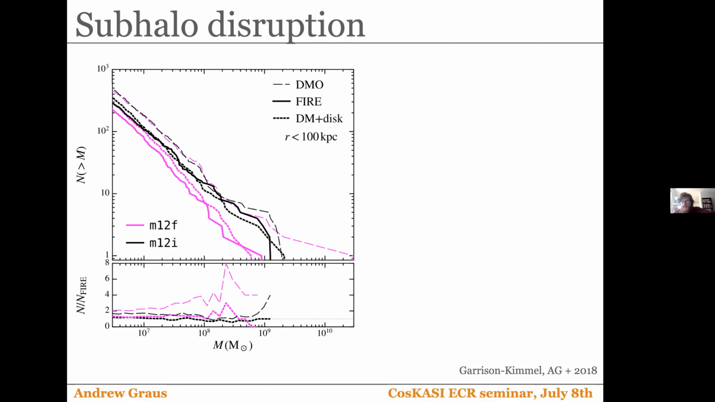To test what's actually causing this additional disruption, Shea put in a galaxy potential by hand. He took the dark matter only simulation and just put a Miyamoto-Nagai potential in the center to mock the effect of a disk growing on the subhalo population. And what you can see is that the thicker dashed line, which is the dark matter only plus disk simulation, actually reproduces this depletion in subhalos, about a factor of 2, pretty accurately.